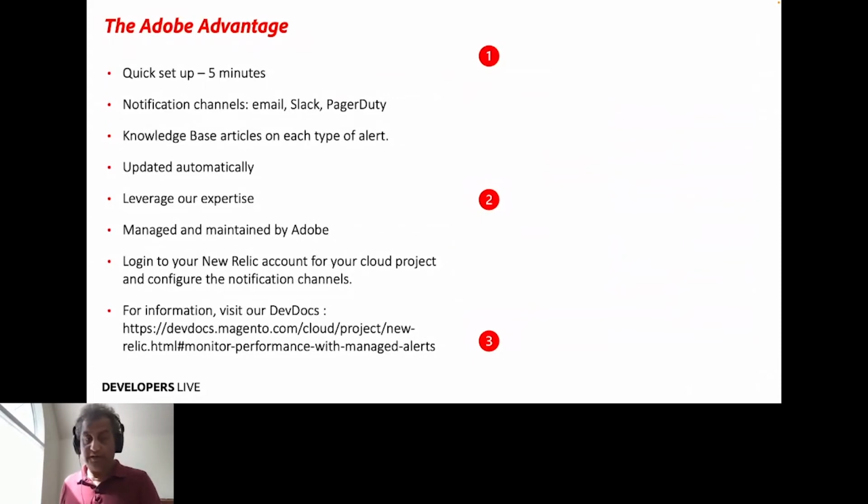So the Adobe advantage here: setup is easy and can be completed in as little as 5 minutes. After you do that, you'll receive notifications on multiple channels to monitor the status of your store. Choose from email, Slack, or PagerDuty to get your notification. When you set up a notification channel on New Relic, any updates or any new alerts Adobe adds, your channel will automatically get them.